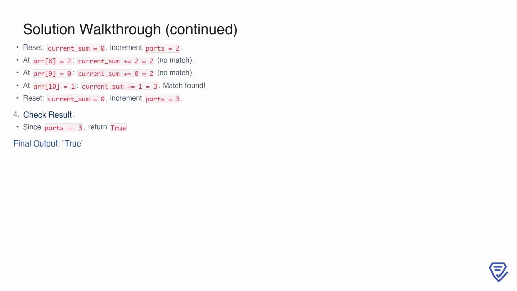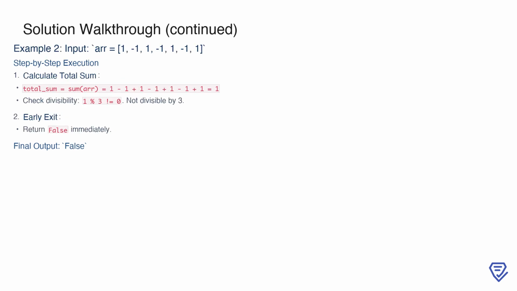At the end of the iteration, we check whether the number of parts found is exactly 3. Since parts equals 3, this means the array can indeed be partitioned into 3 parts with equal sums. Therefore, the function returns true, and the output for this example is true.